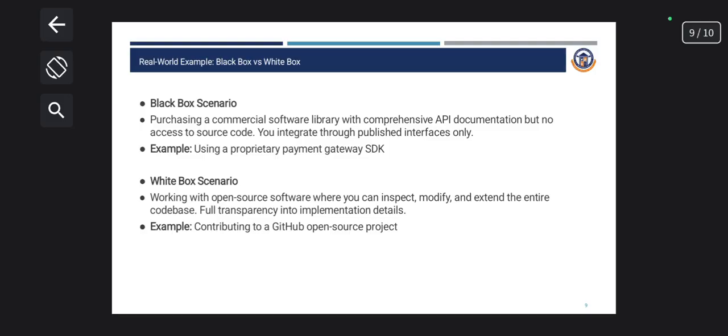So the next one is the white box scenario, which is likely working with open source software. You can inspect, modify, and extend the entire code base, seeing every internal detail. For example, contributing to a GitHub open source project lets you understand exactly how the system works internally. So these examples show how black box focuses on behavior while white box focuses on structure and internal workings. So this is known as black box versus white box with real world examples.